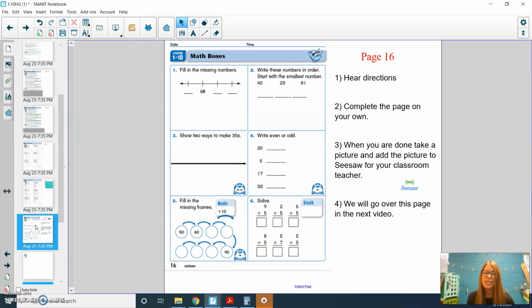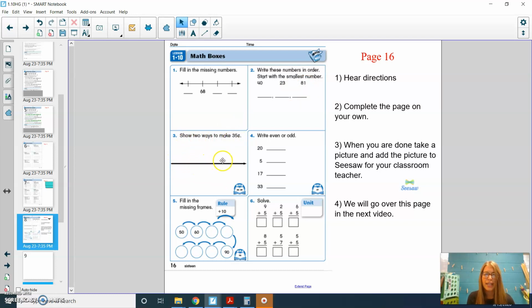So let's first quickly talk about the directions. When you're all done, I'd like you to take a picture and add that picture to Seesaw for your classroom teacher, and we will go over this page in our next video. So fill in the missing numbers for number 1. Again, for that first one, you're going to have to think about what number would come before 68. For question number 2, write these numbers in order. Start with the smallest. So whichever of these numbers is the smallest, write that first, then your middle, and then your largest. For question number 3, show 2 ways to make 35 cents.